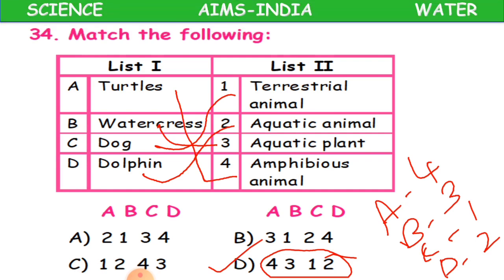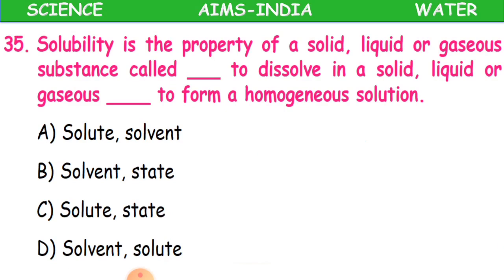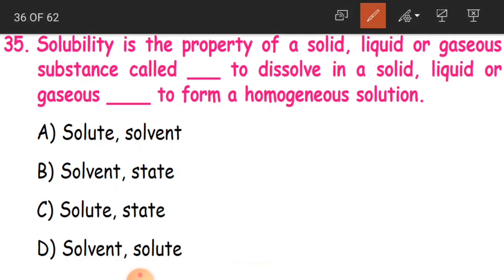Clear, children? Yes, now we will go with the 35th question. Solubility is the property of a solid, liquid or gaseous substance called dash to dissolve in a solid, liquid or gaseous dash to form a homogeneous solution.